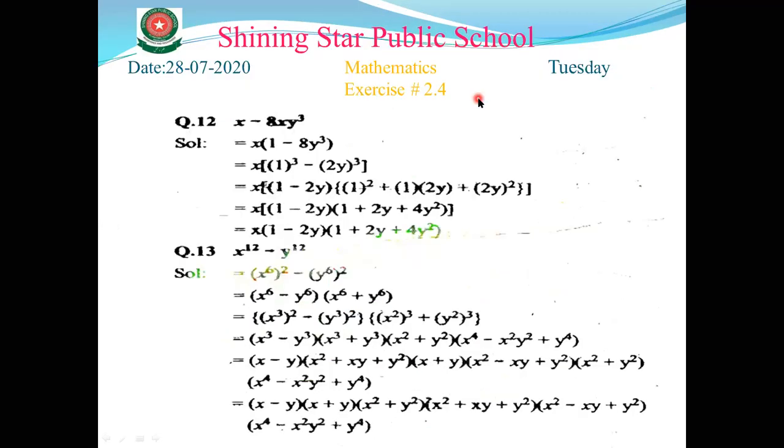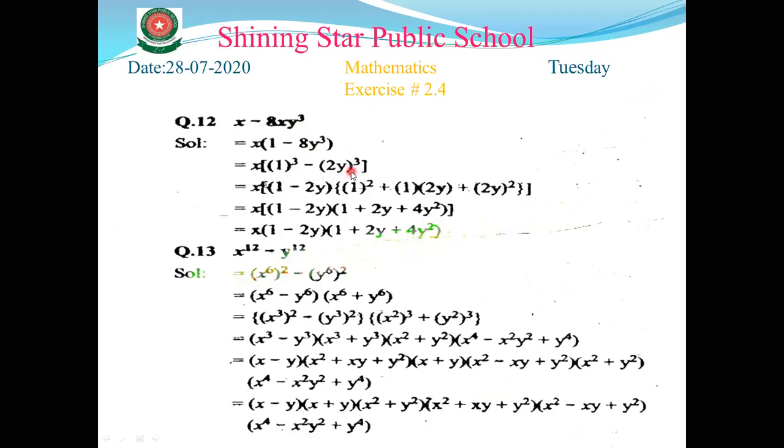Okay, now let's start question number 12. Now in question number 12, again we have x minus 8xy³. So first of all we take the common x, so we get 1 minus (2y)³. Now 8 is the cube of 2 and y³ is the cube of y.